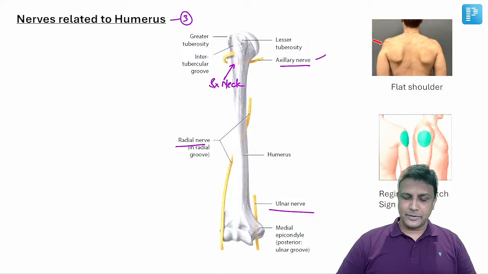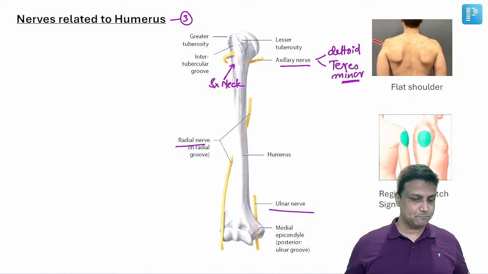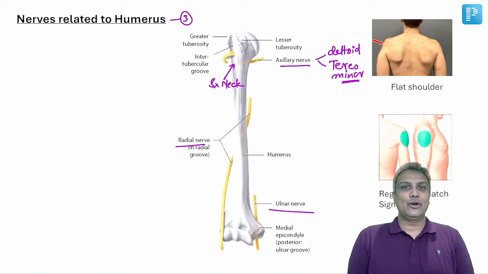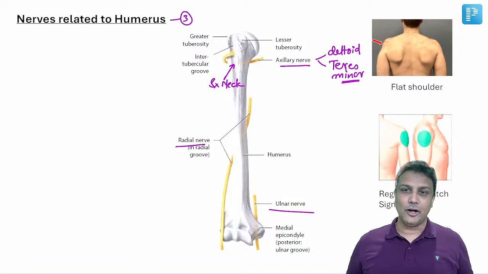Now, axillary nerve, it will be supplying to only two muscles in our body. One is your deltoid muscle, another one will be teres minor muscle, sir. Be careful, it is minor. Axillary nerve will be supplying to deltoid muscle and teres minor. Please underline that minor there or highlight the minor there.